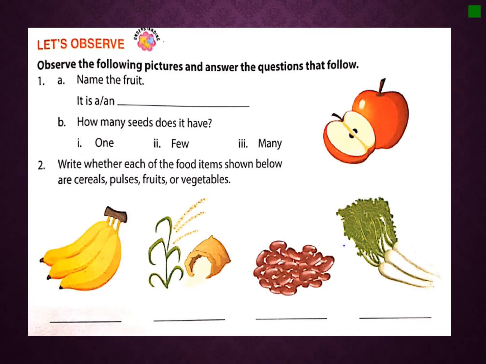Observe the following pictures and answer the following questions. Name the fruit. Number 1. Name the fruit. It is a, of, and what? B. How many seeds does it have? 1, few, or many? Write whether each of the food items shown below are cereals, pulses, fruits, or vegetables.